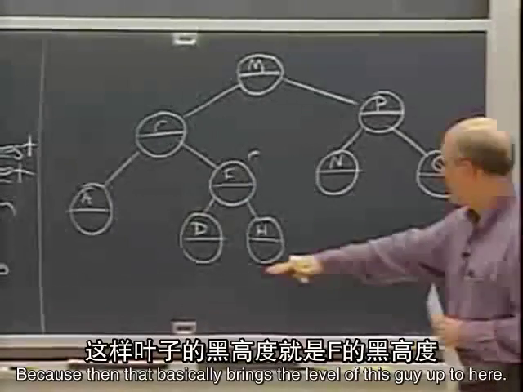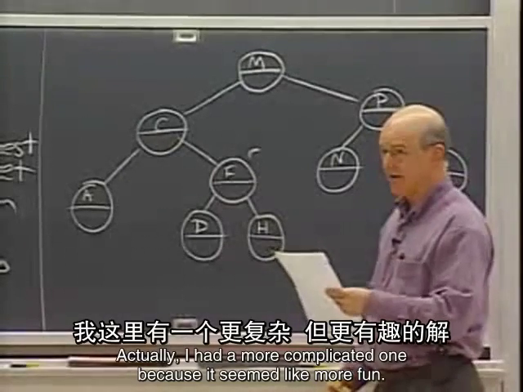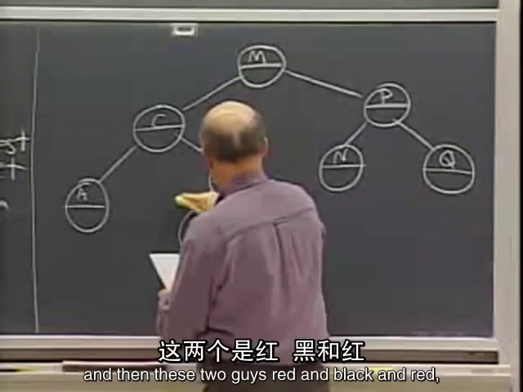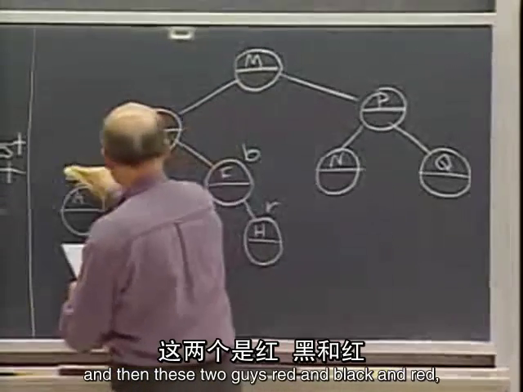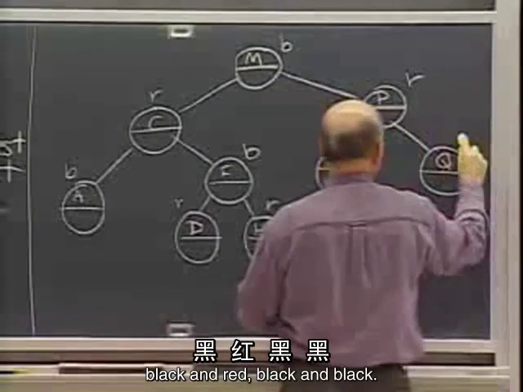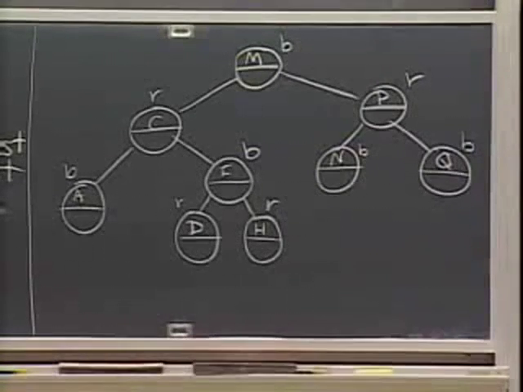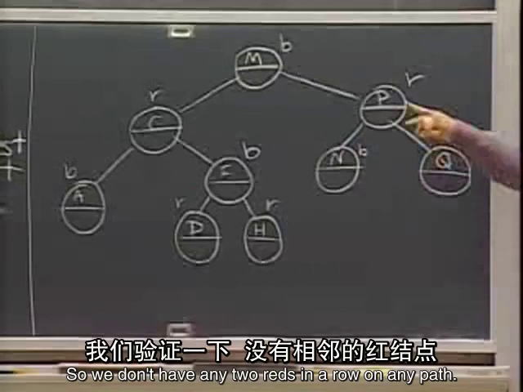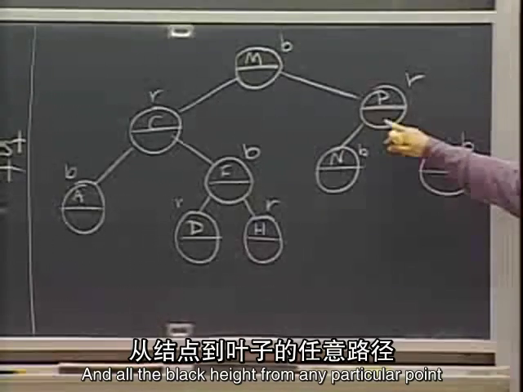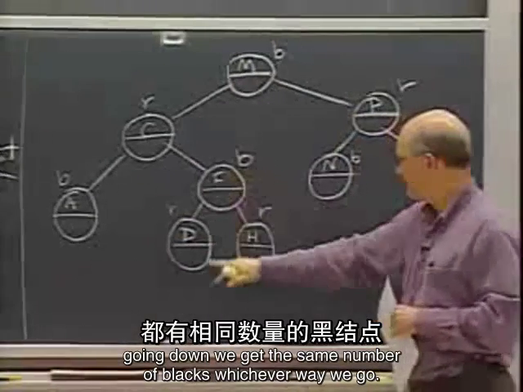Because then that basically brings the level of this node up to here. Actually, I had a more complicated one because it seemed like more fun. What I did was make this node black, and then these two red and black, and red and black, and red and black and black. But your solution is perfectly good as well. So we don't have any two reds in a row on any path, and from any particular point going down, we hit the same number of blacks, whichever way we go.